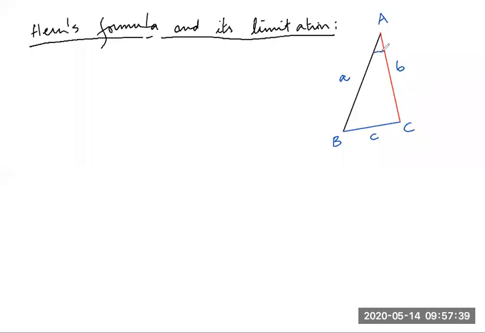This is the area of this triangle using Heron's formula. Now, this formula is especially applicable in the case of a triangle when all the three sides are given. In this particular case, the three sides are A, B and C. I mean to say, these are the lengths of the three sides.